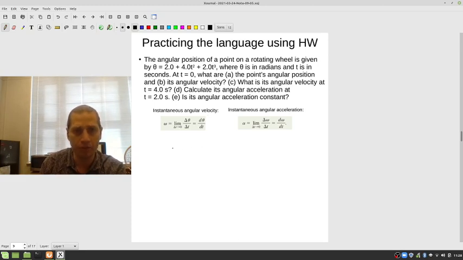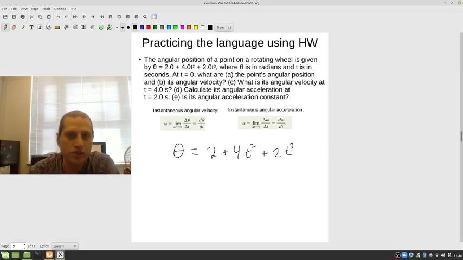It says we've got an angular position that's given by 2 radians plus 4 radians per second squared times time squared plus 2 radians per second cubed times t cubed. Then it asks questions about what's the angular position and angular velocity at time equals 0, what's the angular velocity at time equals 4, and calculate the angular acceleration at time equals 2. Well, how am I going to do this?